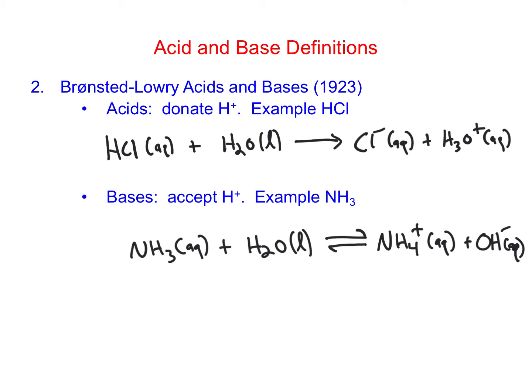Now, I should say, we don't have to forget about the Arrhenius definition. Anything that we would have classified as an acid under the Arrhenius definition would also classify as an acid under the Bronsted Lowry definition. And the same thing for bases. Anything that's an Arrhenius base is also a Bronsted Lowry base. But it does allow us to classify additional things, new compounds that wouldn't classify as acids and bases under the Arrhenius definition, but they will classify as acids and bases under the Bronsted Lowry definition.